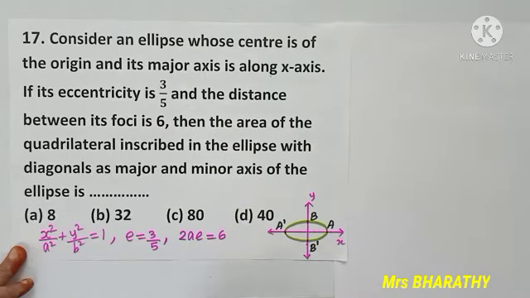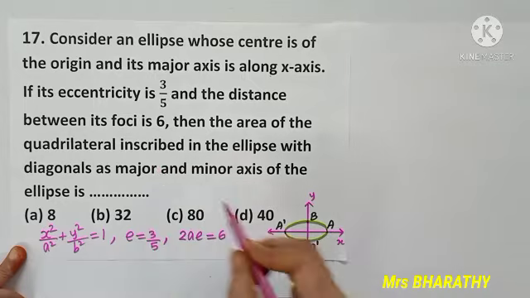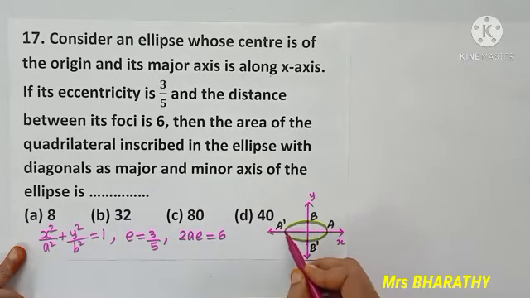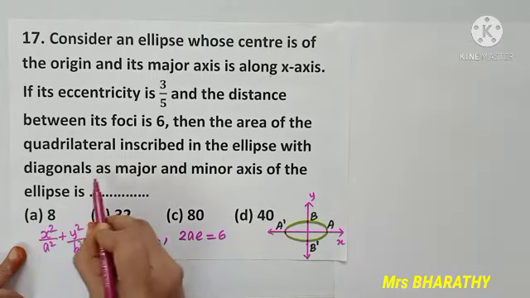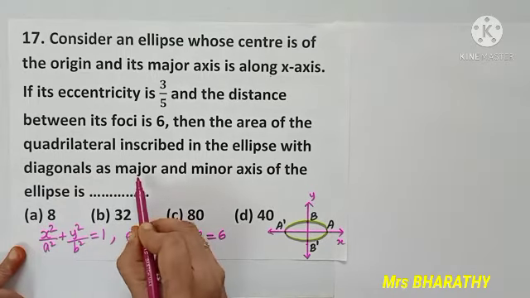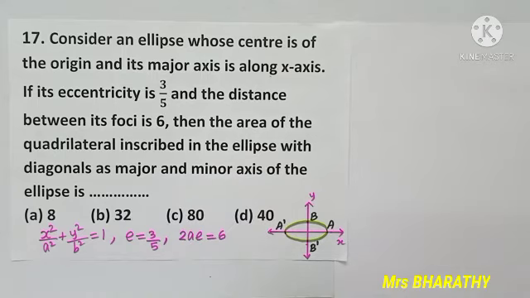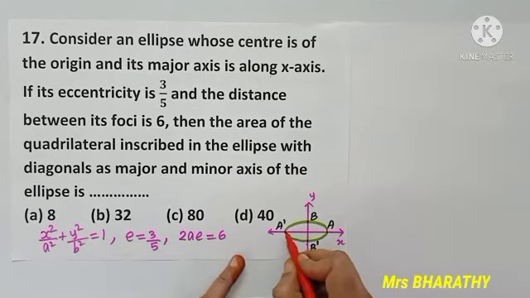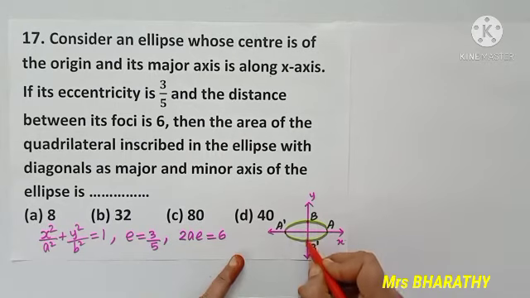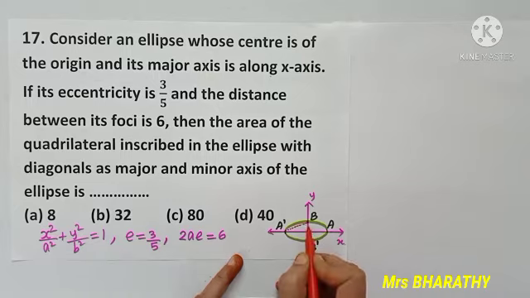Now we need to find area of a quadrilateral. Where is the quadrilateral? Inscribed in the ellipse. So we have to draw the quadrilateral here in such a way that the diagonals are major and minor axis. Major axis, minor axis are the diagonals. So quadrilateral will be like this.